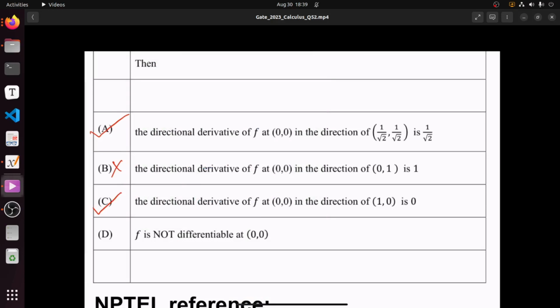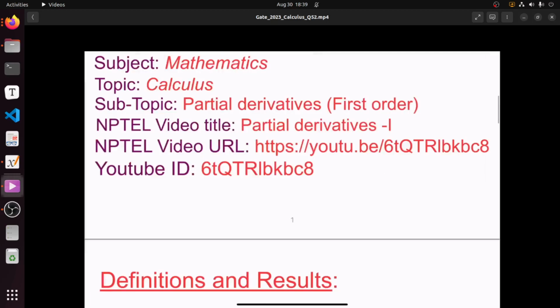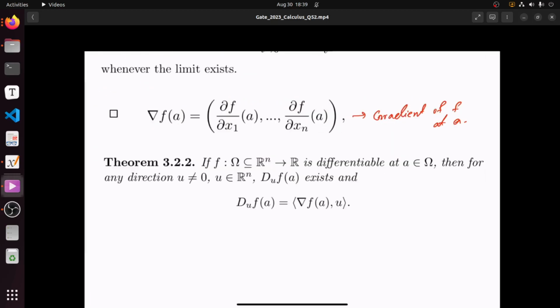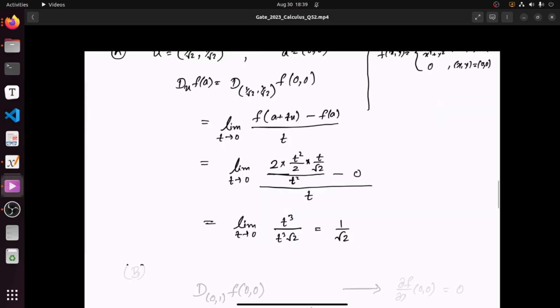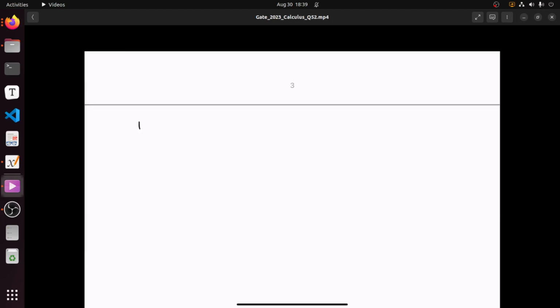Option number D, it is saying that f is not differentiable at 0, 0. So for that we will use the theorem that if a function is differentiable at a point a, then the directional derivative in any direction exists and it can be computed by this. So we will use this theorem. So let's see. So this is D.